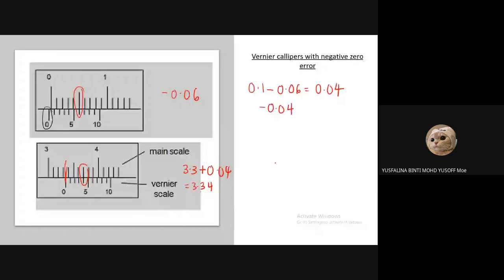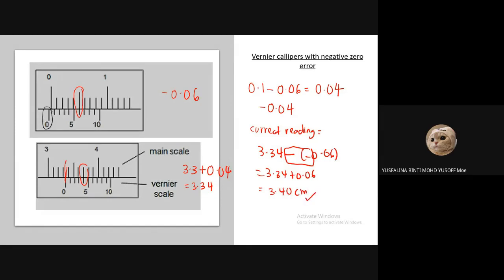After that, if you want to find the correct reading, you subtract the zero error. So 3.34 minus negative 0.04. You already learned that negative negative becomes positive, so plus 0.04, and you get 3.38 cm. So this is the actual reading of the object. Remember, to find the correct reading, after you read the vernier calipers, you subtract the negative zero error. The zero error is negative 0.04. Sorry, sorry.